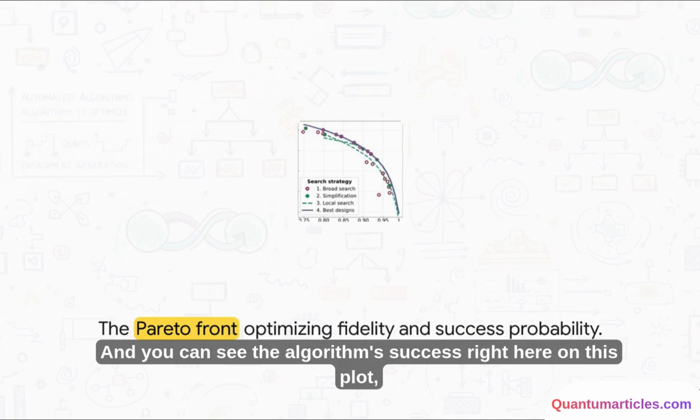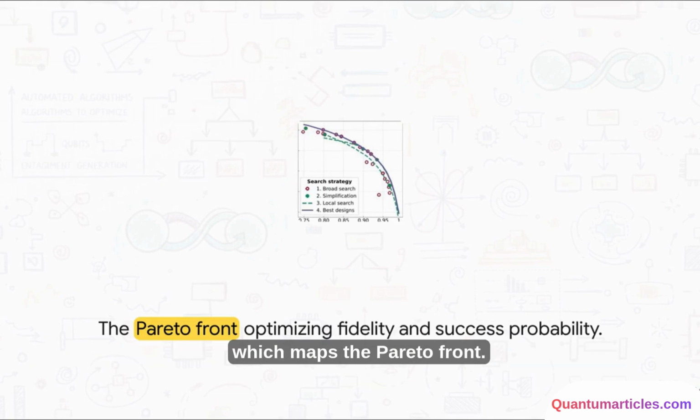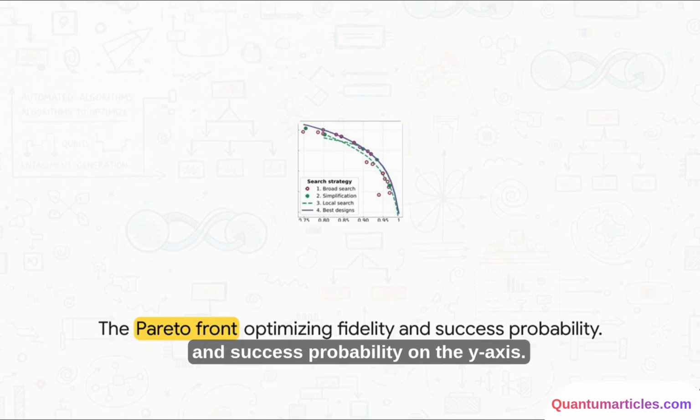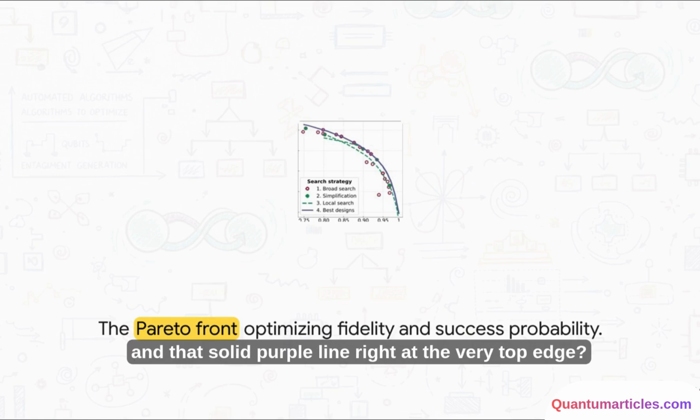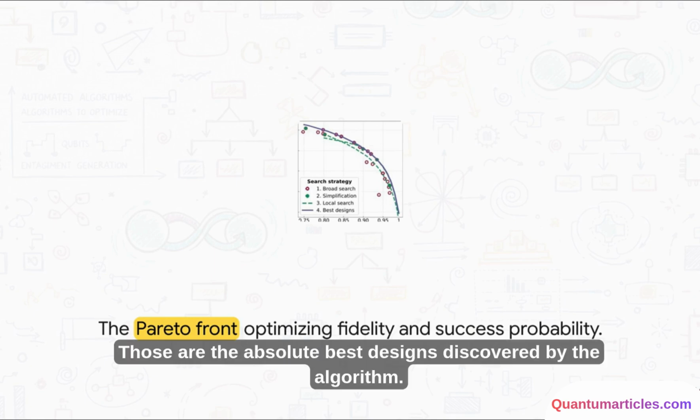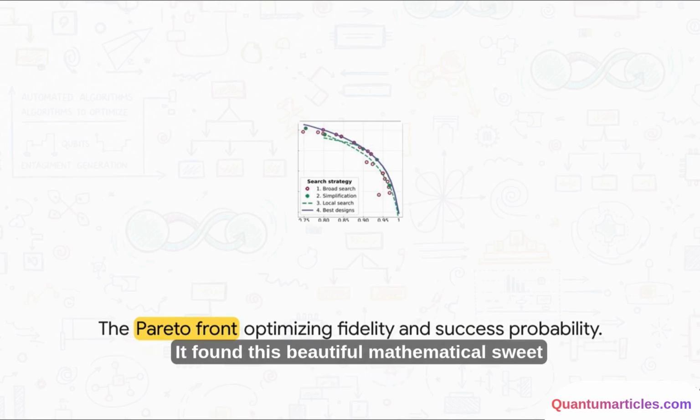And you can see the algorithm's success right here on this plot, which maps the Pareto front. Basically, that's the absolute optimal boundary between fidelity on the x-axis and success probability on the y-axis. The open red circles are the broad search. The green dots are the simplified candidates, and that solid purple line right at the very top edge, that is step 4. Those are the absolute best designs discovered by the algorithm. It found this beautiful mathematical sweet spot that human intuition just couldn't pinpoint.